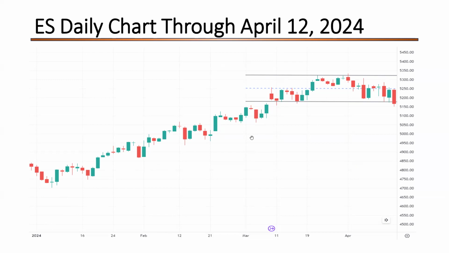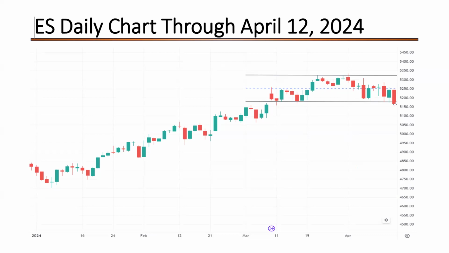In addition, from mid-March until mid-April, the market has been in a state of fluctuation, chopping between 5160 and 5300, and these are ES levels. And any attempt to break out of this range for the past month has failed. At market's close on April 12th, the market actually closed below this range at around 5150.